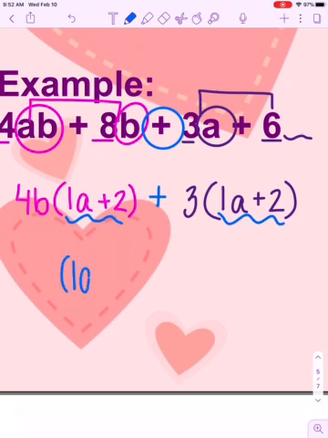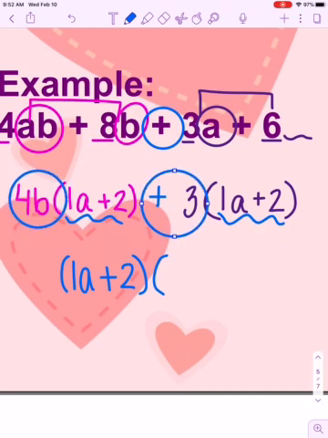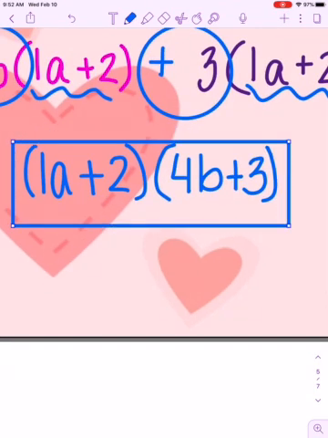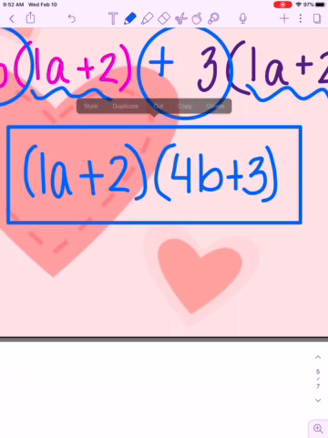We're kind of factoring that back out. You write what matched in the parentheses once, 1A plus 2. You write it one time. You need another set of parentheses from your leftovers. So my leftovers are what I took out. I took out a 4B and a plus 3. And then that's my actual answer. Okay?